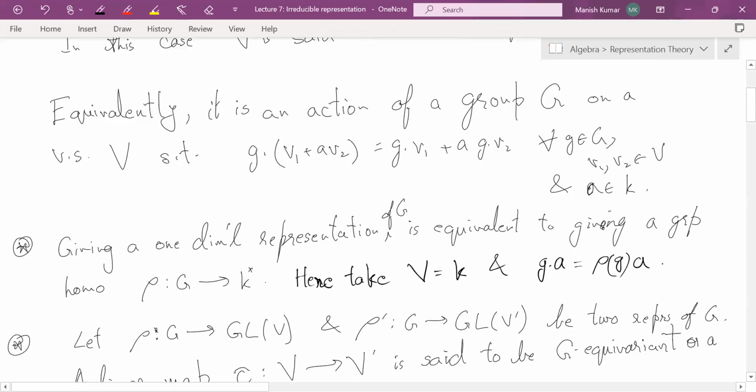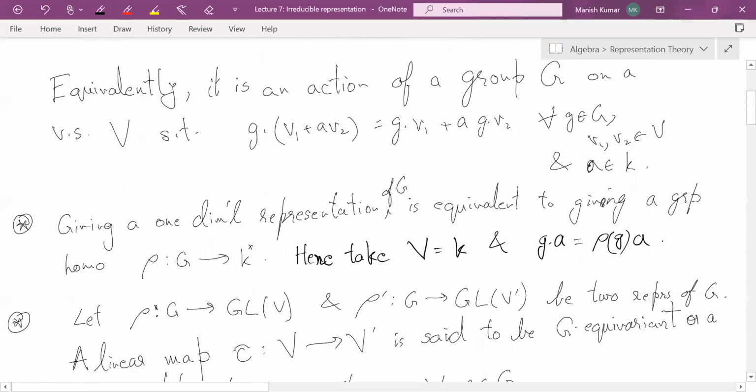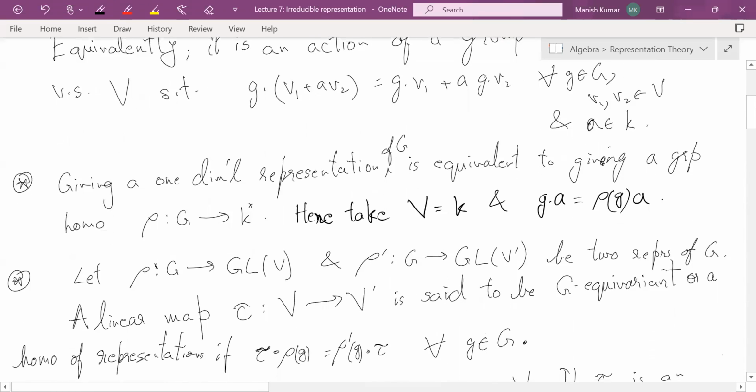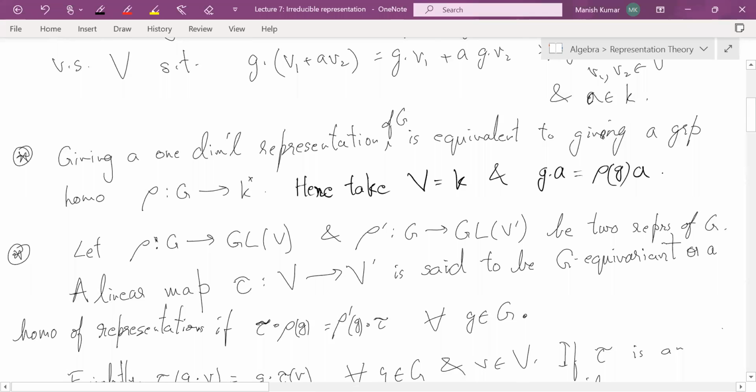I don't know if I said this. Did I define this? Maybe I didn't. So let rho and rho prime be two representations, maybe on two different vector spaces V and V prime. Then you can define a map between two representations.